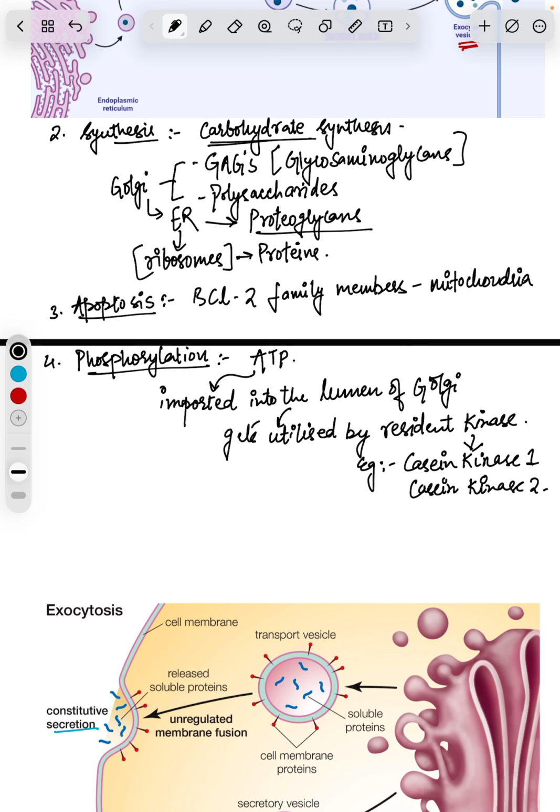One molecule that is phosphorylated in the Golgi is apolipoprotein. So one molecule that gets phosphorylated by some kinase is a protein named apolipoprotein, which forms a molecule known as VLDL, that is a constituent of blood serum.